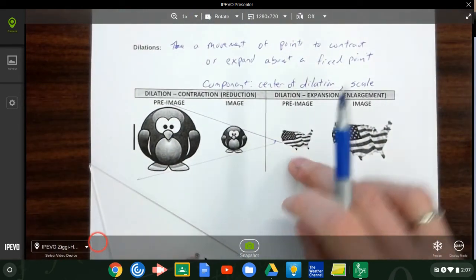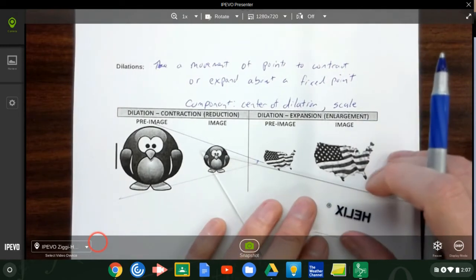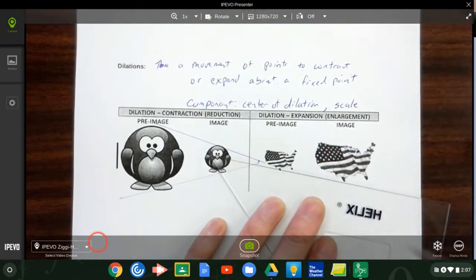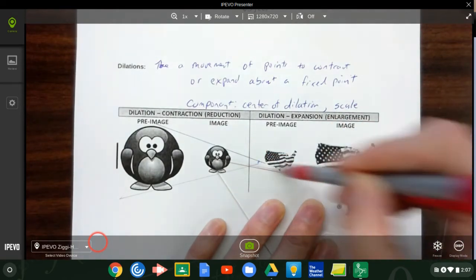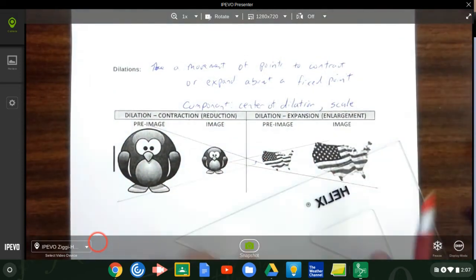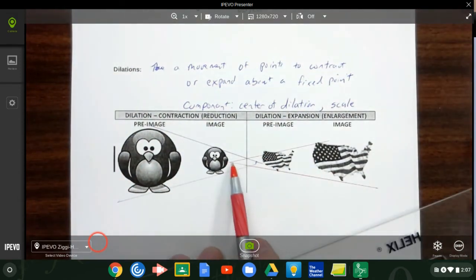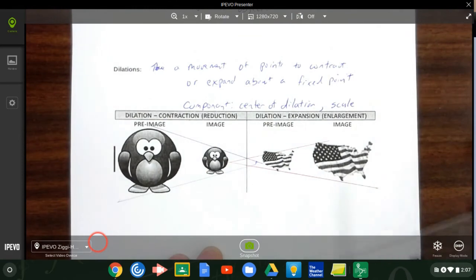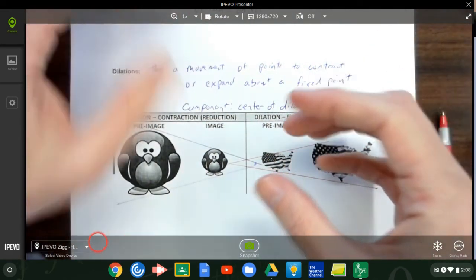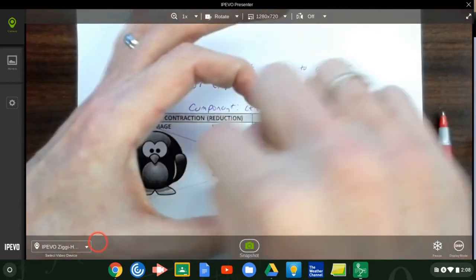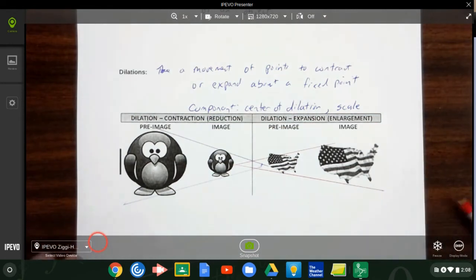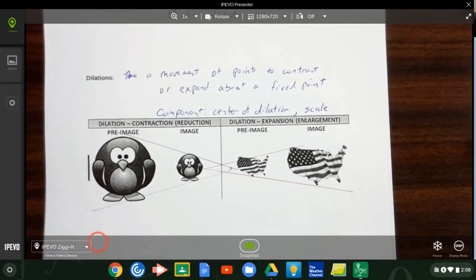This one is an enlargement. So its fixed point is probably going to be somewhere about the same place, it looks like. I'll do it in a different color so we can see. So if I connect some lines here, I see that this is my center of dilation, and it gets bigger as it goes out. So a dilation doesn't have to grow right there. You think of your eye dilating, the center of dilation really is the center of your eye, and it gets bigger and smaller. Okay, so that's what we've got with transformations.